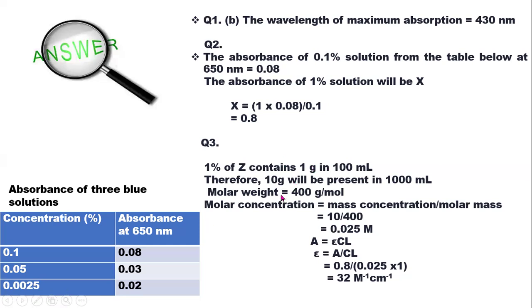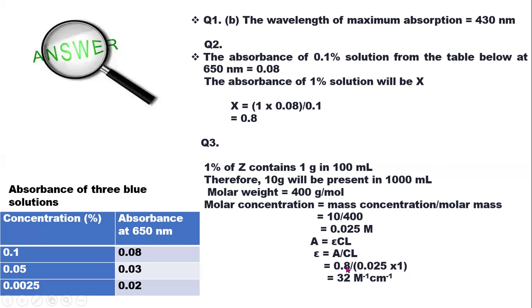The molar weight was given as 400 grams per mole, and there is a formula that you can use. Molar concentration is equal to mass concentration over molar mass, and this 10 grams in 1000 mL is the mass concentration, which is in gram per dm cube, per liter. So you have 10 over the molar mass, 400 gram per mole. So 10 divided by 400 is going to be 0.025 molar. That will be the molar concentration.